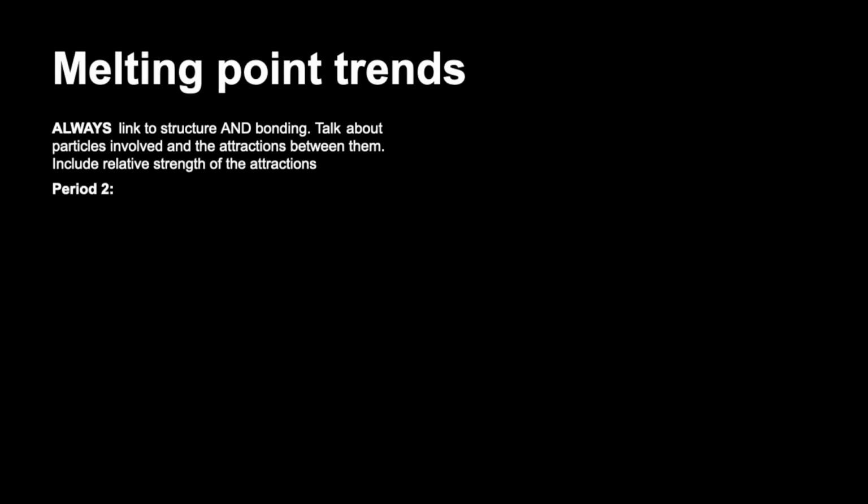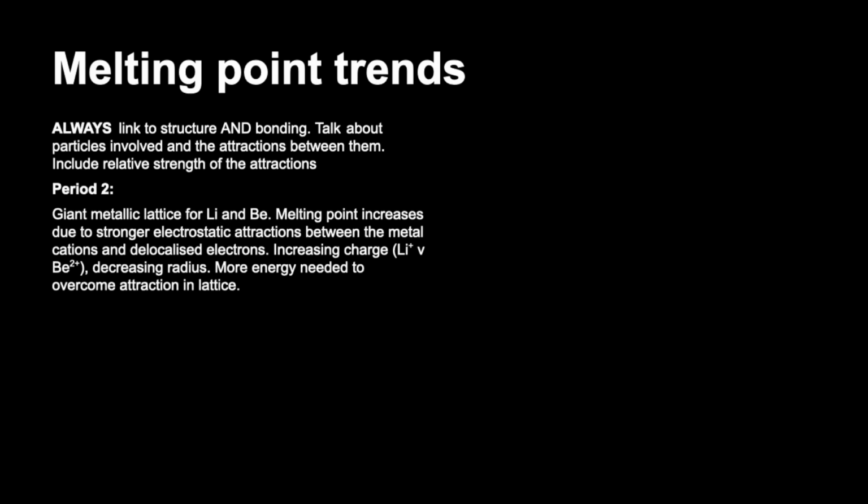So starting with period 2, you've got giant metallic lattices for lithium and beryllium. So their melting points increase. So beryllium's higher than lithium. That's due to stronger electrostatic attractions between the metal cations and the delocalized electrons. So there's the particles. There's an increase in charge going on. So lithium 1 plus versus beryllium 2 plus. You've also got a decreasing radius. So beryllium 2 plus is slightly smaller than lithium 1 plus.